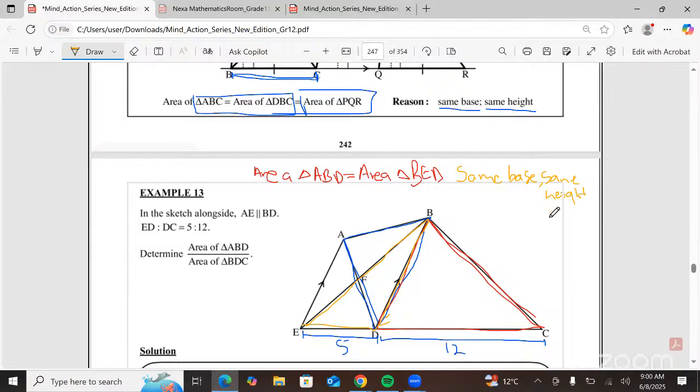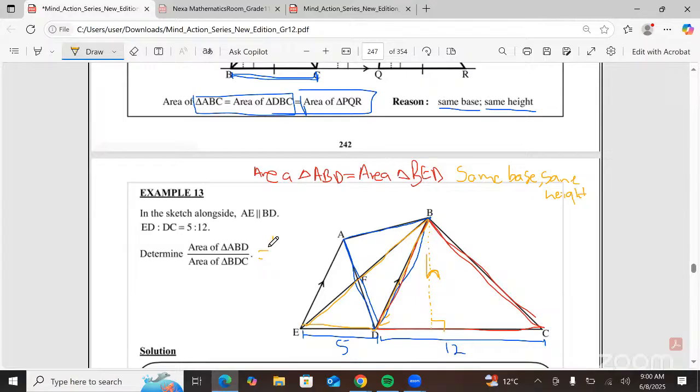Now, you can see that this orange triangle and this red triangle share that common point B. Therefore, that can be our height for the two triangles, and the height for these triangles is going to be H. Therefore, we said the area for ABD is equal to the area for BED.